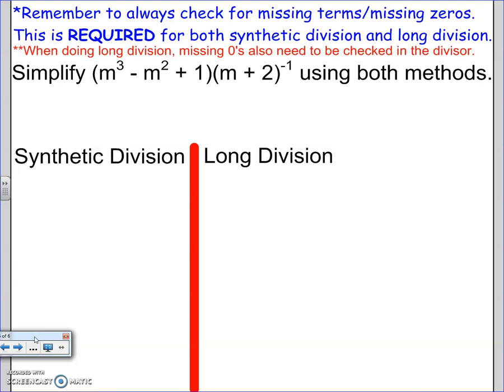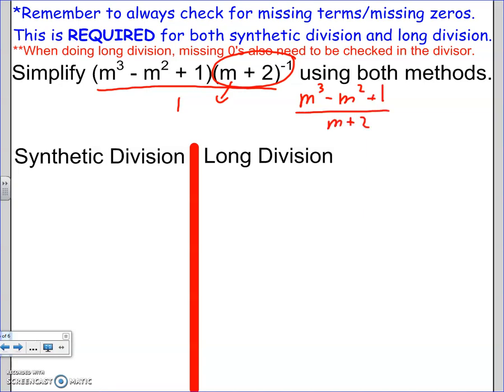There's also a side thing that I usually don't make y'all do, but when doing long division, missing zeros also need to be checked in the divisor, the thing you're dividing by. So to simplify this problem, a lot of people think this is a multiplication problem, but remember the -1 power, you can have a negative exponent. What that -1 does is it means I have to move it to the bottom of the fraction and make it positive. So this is actually m cubed minus m squared plus 1 divided by m plus 2. This is a division problem.